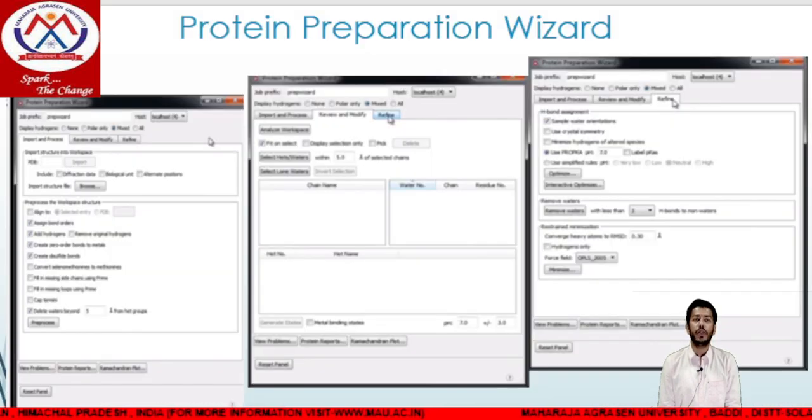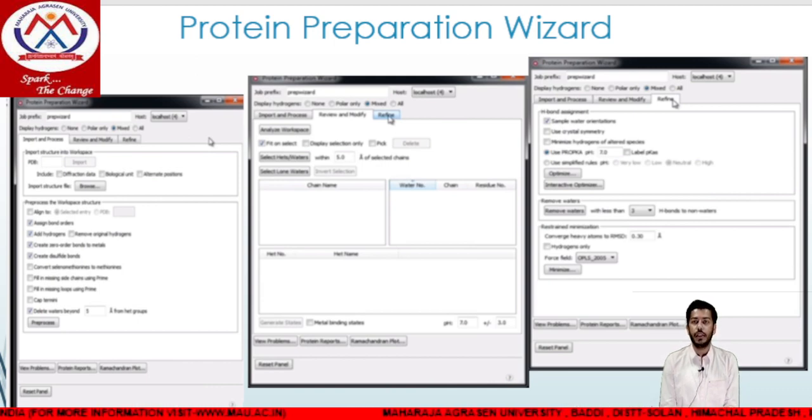Then there are different protein preparation wizards. In the first wizard, we import and pre-process. In this process, we just hit the pre-process button, and it will automatically pre-process your protein receptors. Then in the next step there is a review and refinement, and then review and modify, where you will modify your proteins.